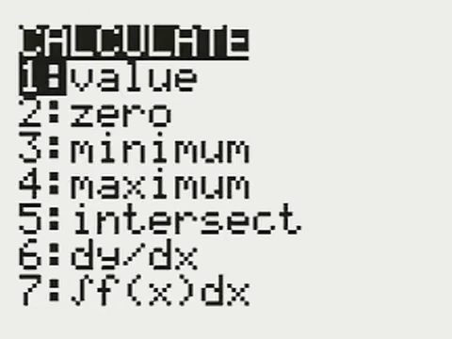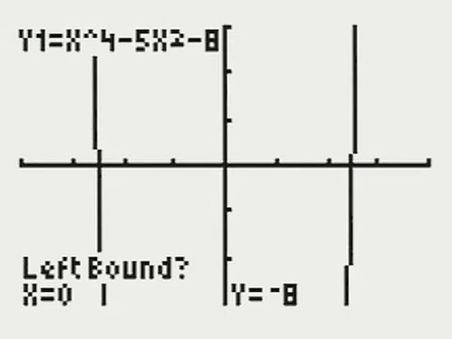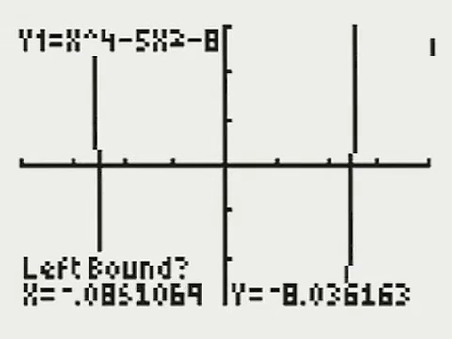We can clearly see where the graph crosses the x-axis. So we have two solutions that we need to find here. To find these solutions, we're going to go to our calc menu. We're looking for where y is equal to 0, so we pick option number 2, which is zero. We're asked the question left bound. We're going to find the first solution that's over here to the left.